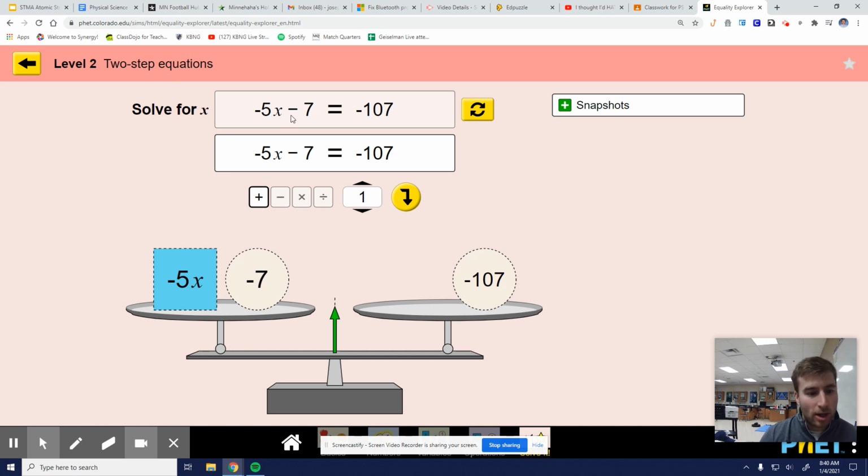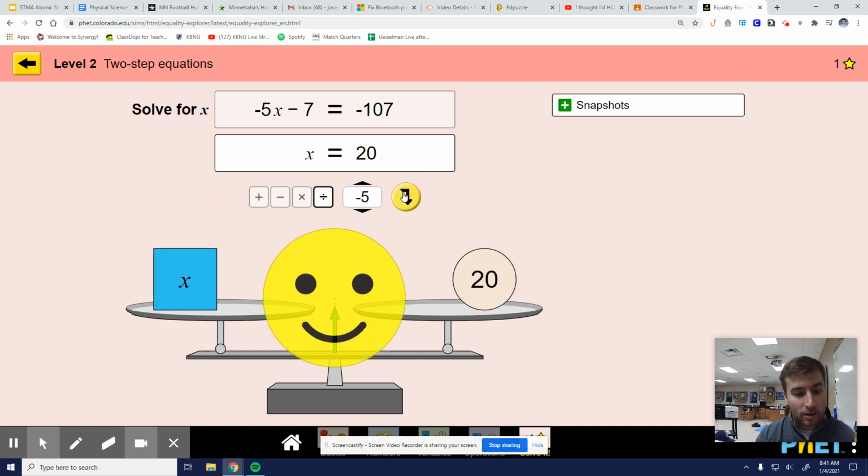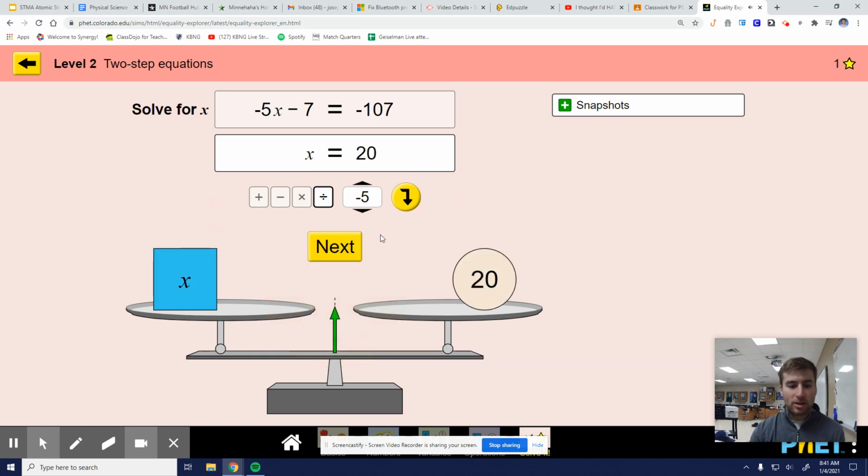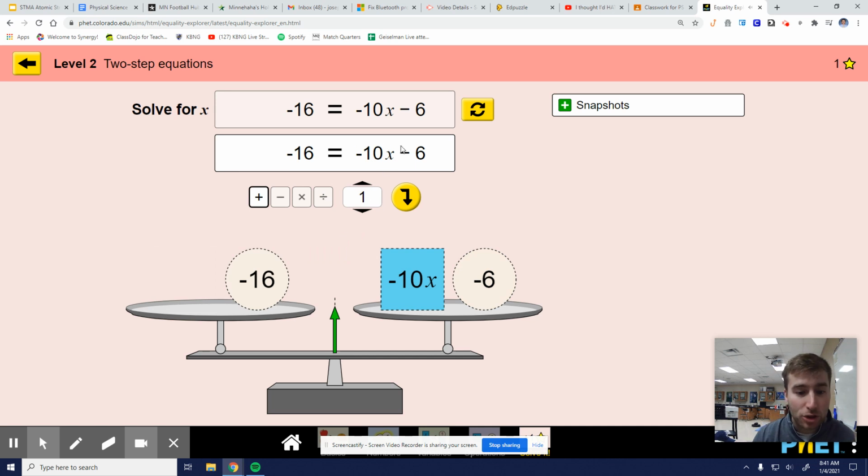To get this one, negative 5x plus 7, to get x all by itself, I want to get rid of this 7. Because it's being added, I'm going to subtract 7 from both sides. Now my equation reads negative 5x equals negative 100. I'm going to divide, because x and negative 5 are being multiplied. I'm going to divide both sides by negative 5, and I get an answer of x equals 20. I can move on to the next question.